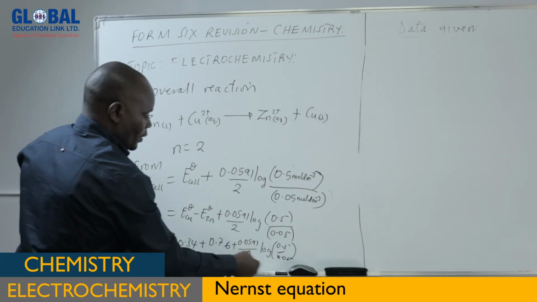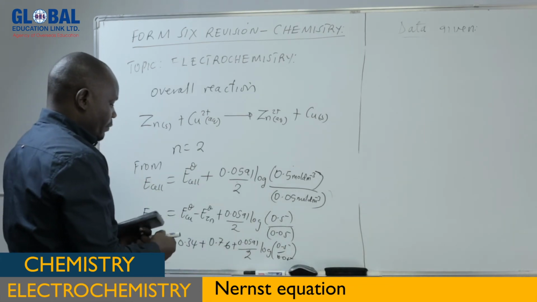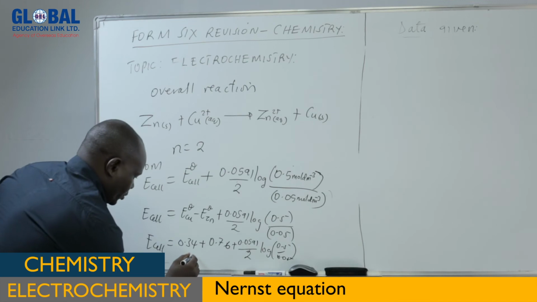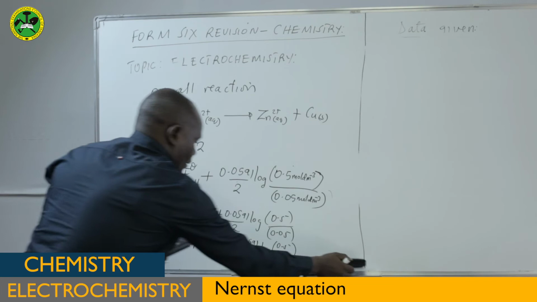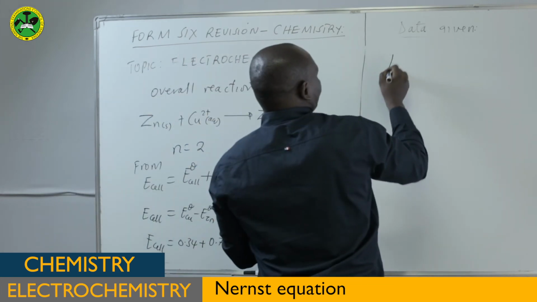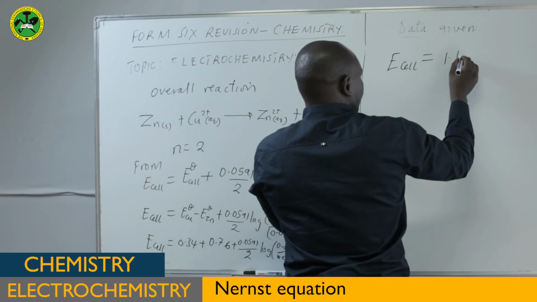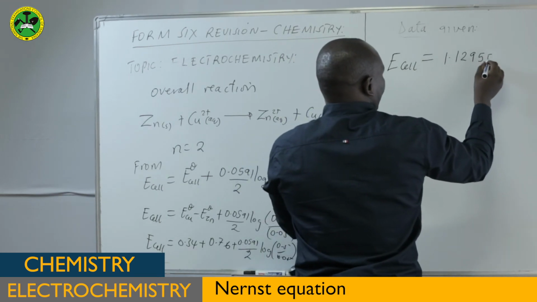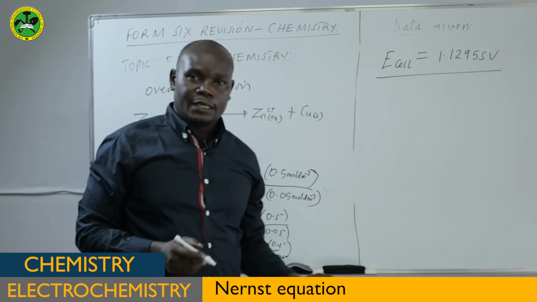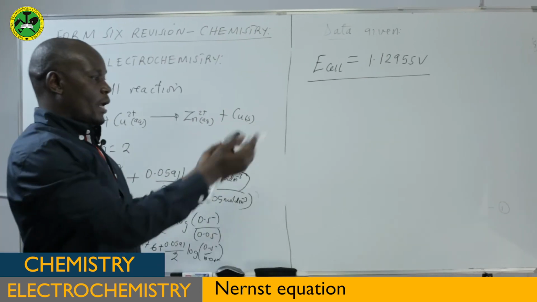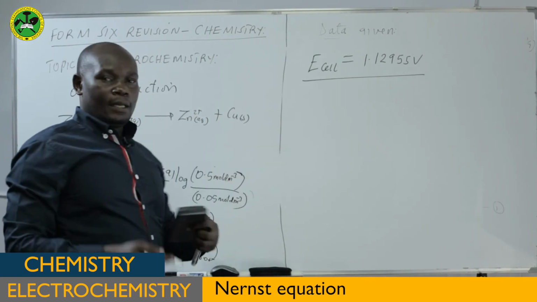So after calculating, the EMF of the cell is equal to 1.12955 volts. So that will be the EMF of our cell according to the question that you have been asked. So I think you see now how simple it is. So follow me to the next question.